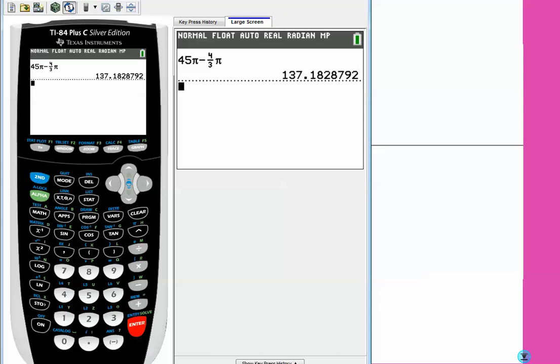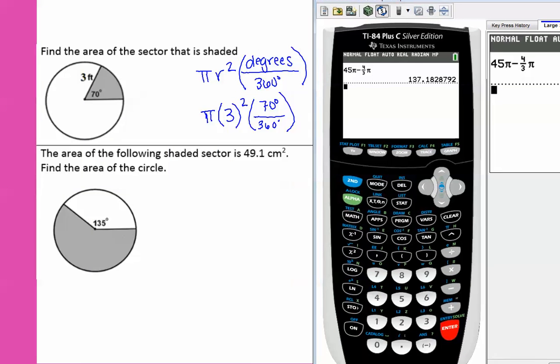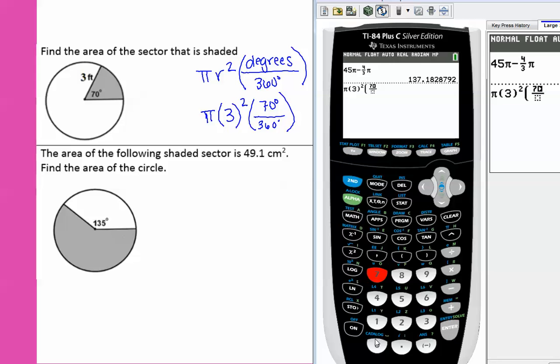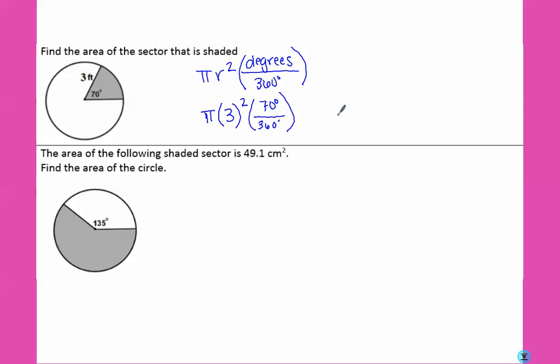So let's put that in our calculator. Pi times 3 squared times 70 over 360. And we get that that sector would round to 5.5 feet. And because it's an area, the feet will be squared.